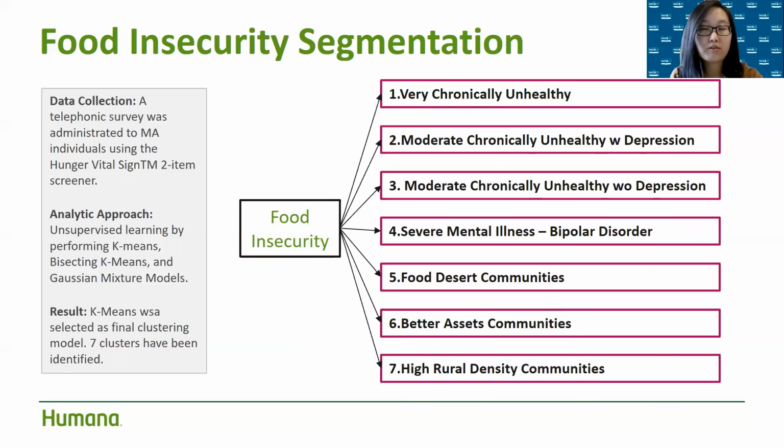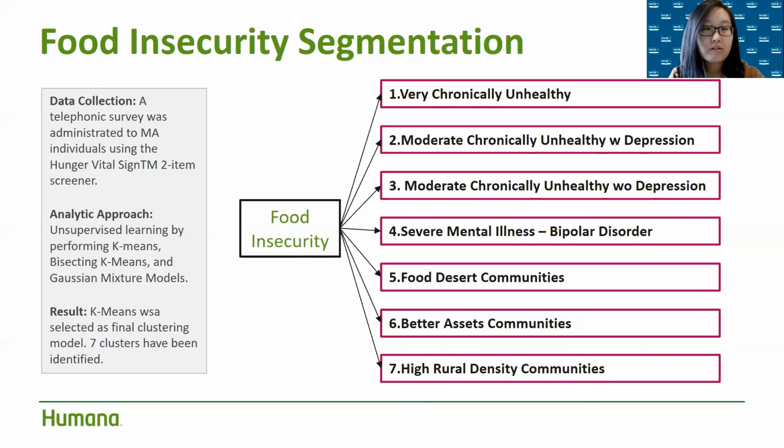We performed an unsupervised learning technique on these 3.8 thousand food insecurity positive members. We finally identified 7 clusters. First, very chronic unhealthy. That means members with high prevalence of conditions and high comorbidity score. The second cluster is moderately unhealthy with depression. Those members were diagnosed with depression and had a moderate comorbidity score.